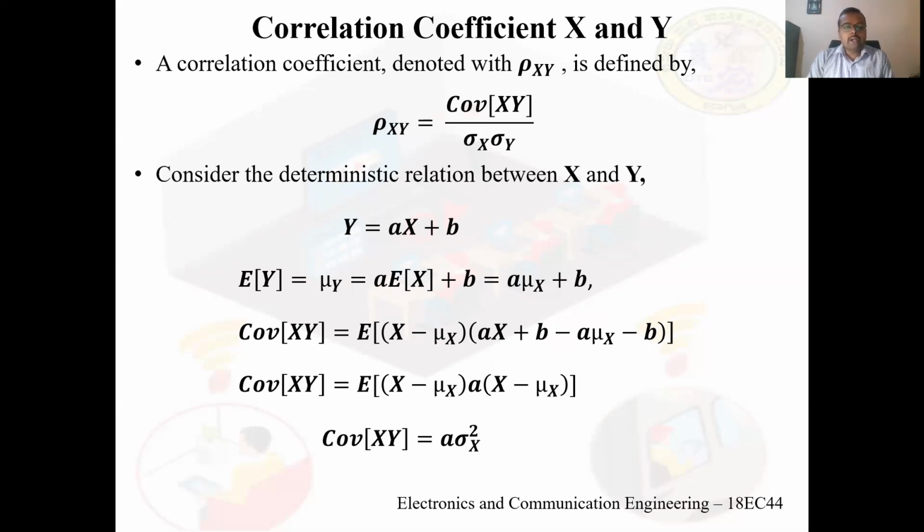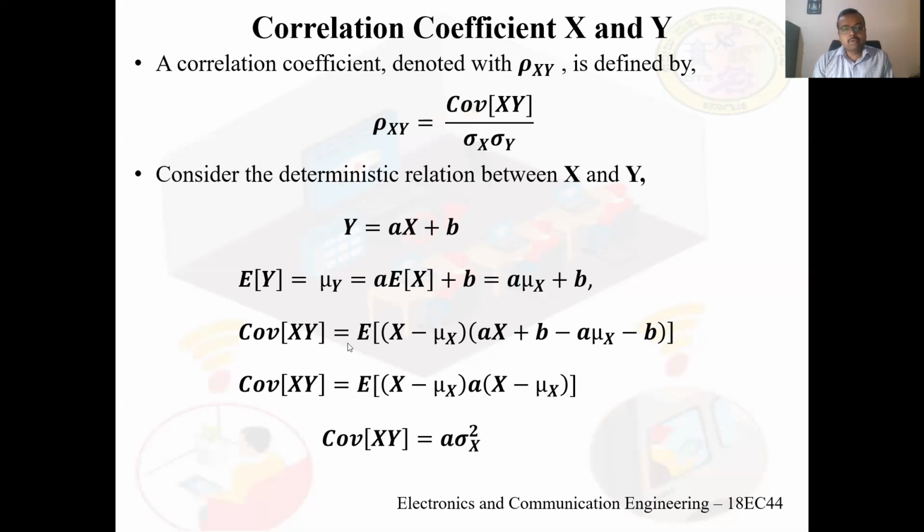Consider one deterministic equation between the random variables x and y. Now we will take the equation as y is equal to ax plus b. For this equation, apply the expectation operator. How do you write it? E of y, which is mu y, is equal to a, a constant, applying the expectation operator, E of x plus b. Now E of x is nothing but mu x, so a mu x plus b.